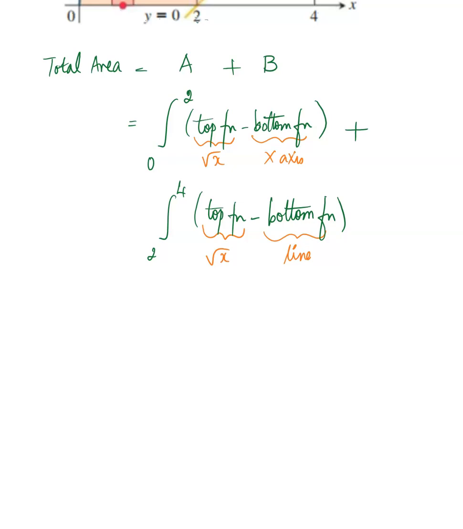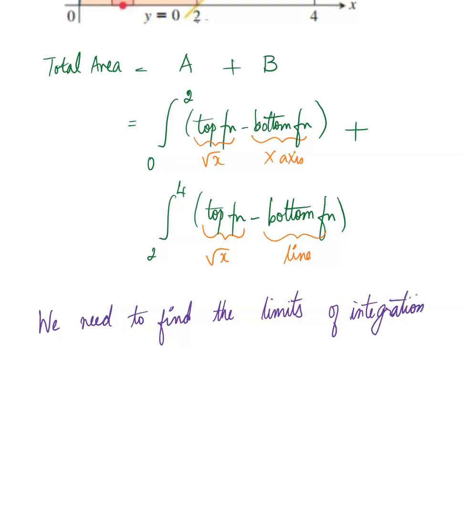Now let's go ahead and find the limits of integration. We need to figure out where these two meet. So this implies I set the square root function and the line equal to each other, because we want to know where they meet.